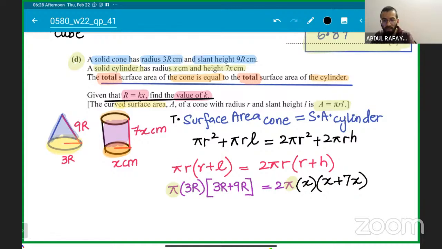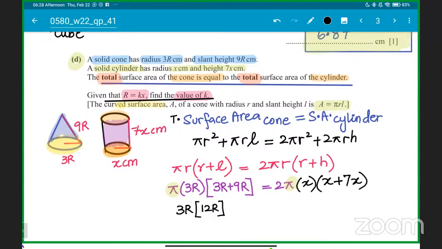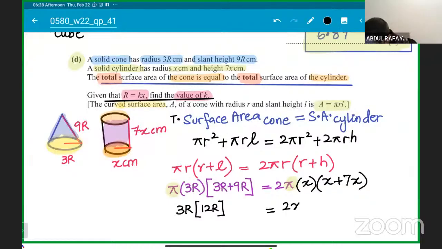The height of the cylinder is 7x. Any doubts? Let me know, guys. So it will be 3r times (3r plus 9r), that is 12r. Getting it clear? Similarly, we can say 2 times x, and x plus 7x is 8x.